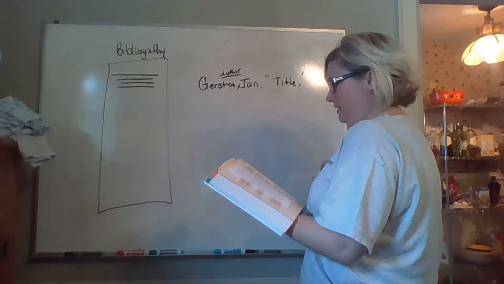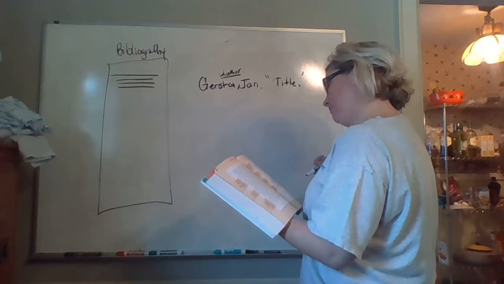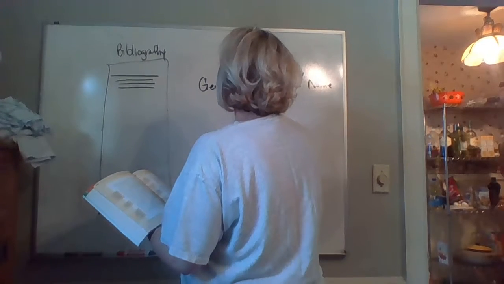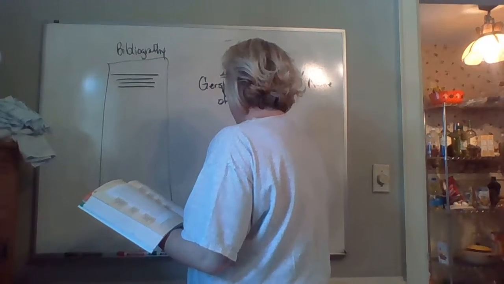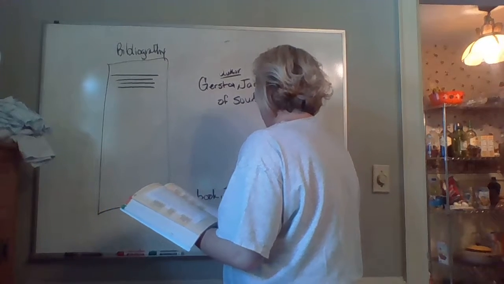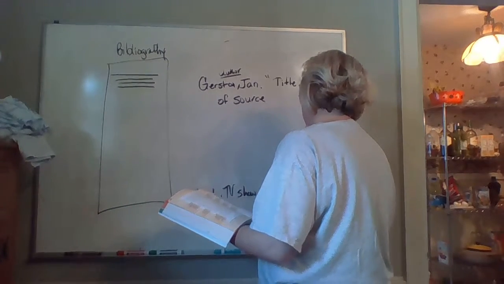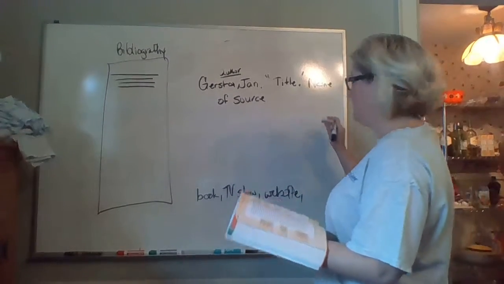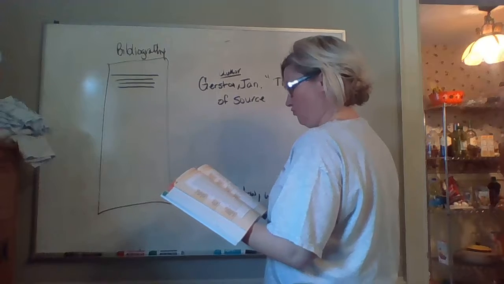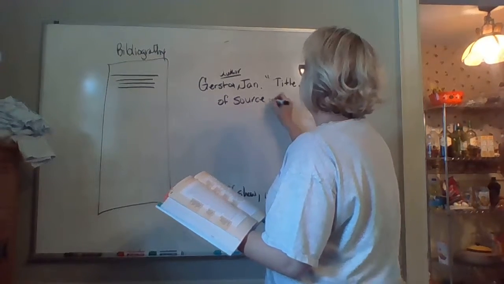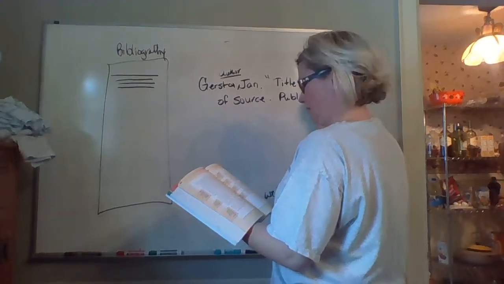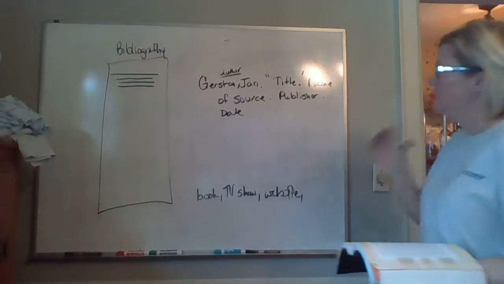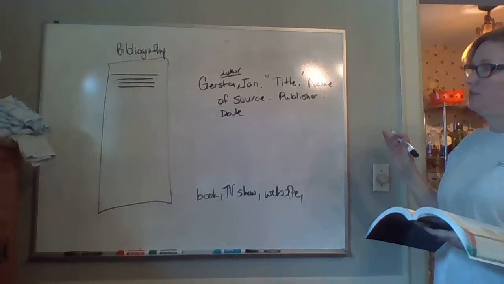After that is the name of the source. And that can be a book, TV show, website, etc. Like lots of things. After you have that, then you have to have the publisher. Then you need to have the date. Okay. So this works for the bibliography as well as for the works cited.